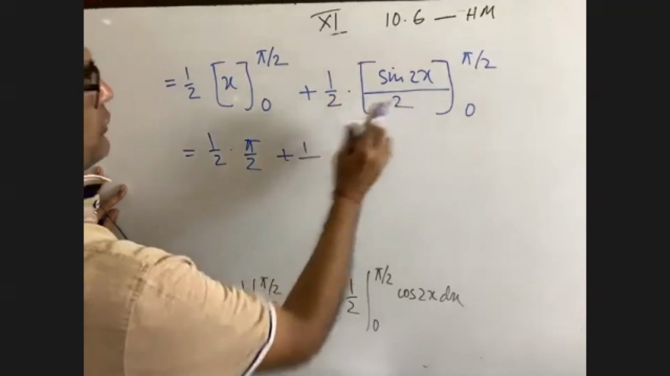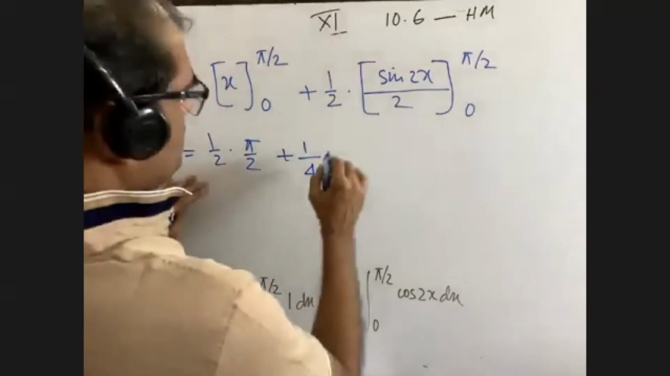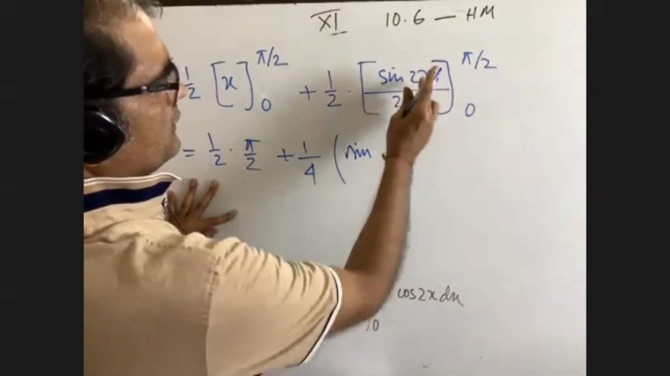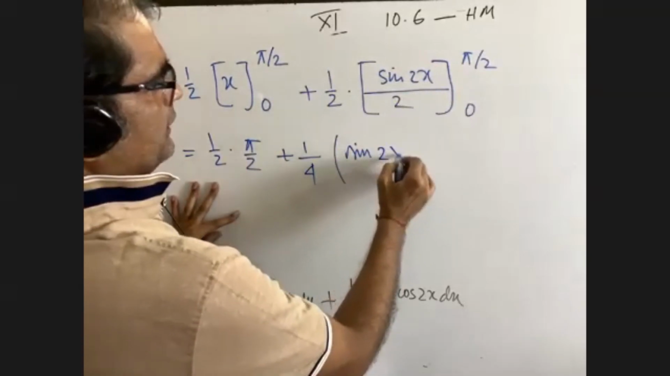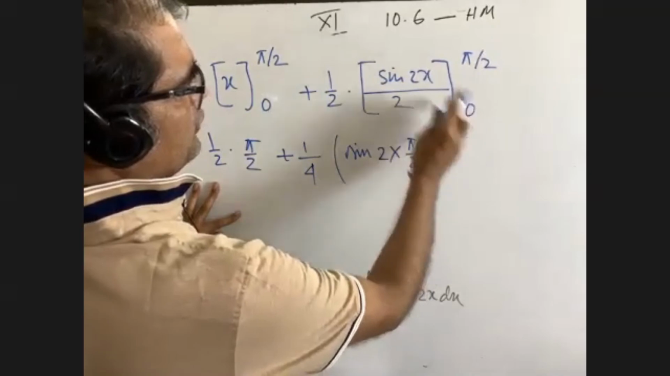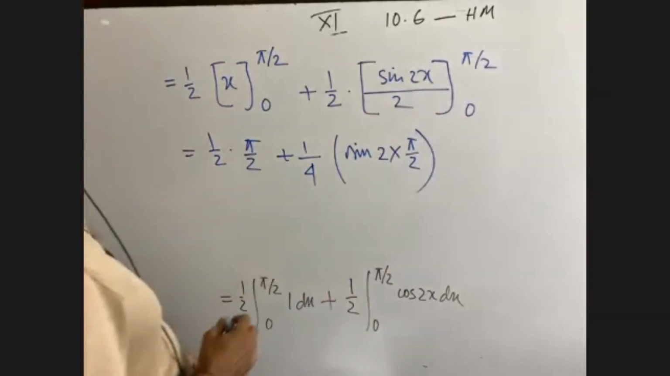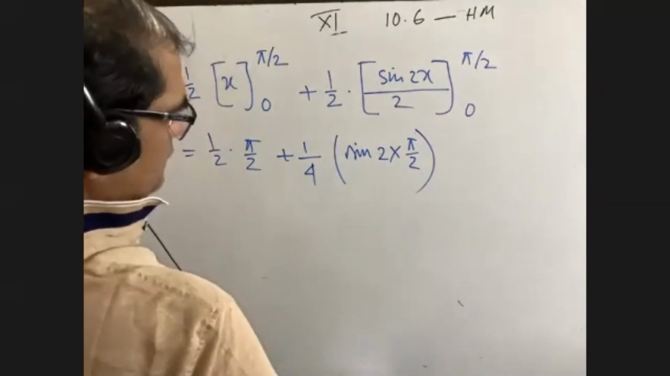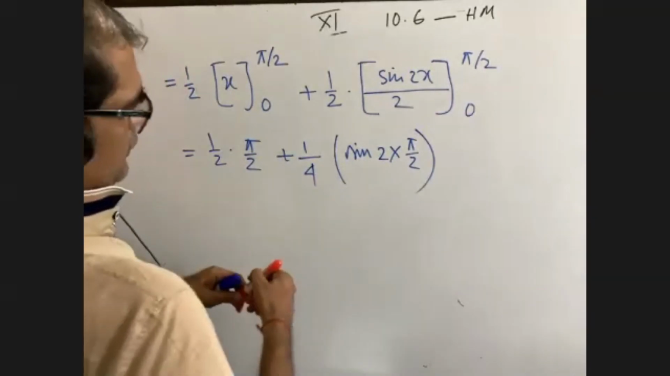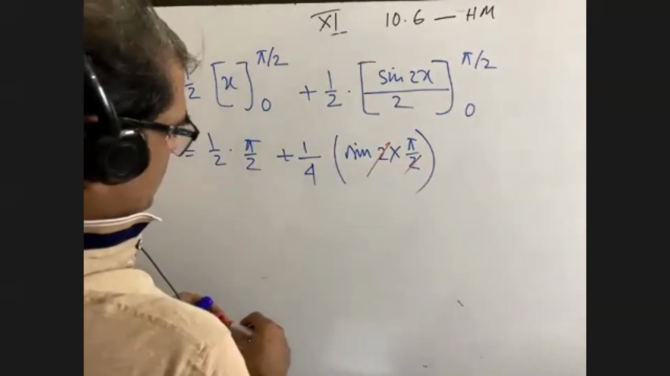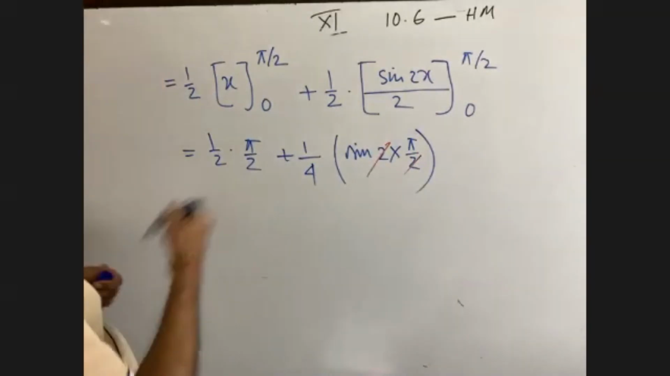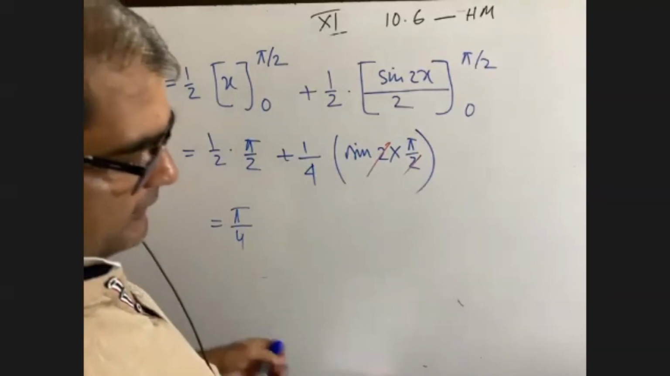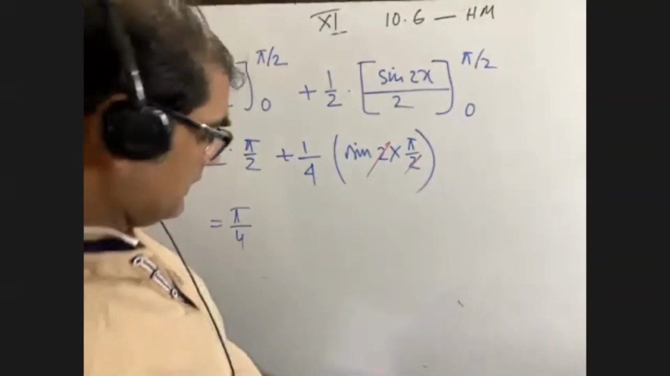Plus 1 by 4. Then talk to me, it is what? Sine of 2 into pi by 2. Sine 0 is 0. Now what is the value of sine pi? 0. Very good. So 2 will be omitted, and sine pi is 0, so this part is 0. So we are getting the answer pi by 4, and we are done here. This is the answer: 7.1 is pi by 4.